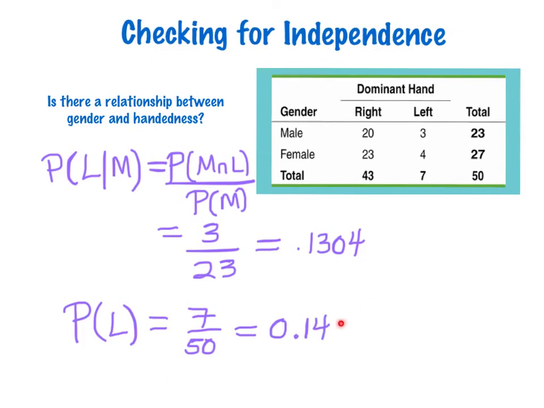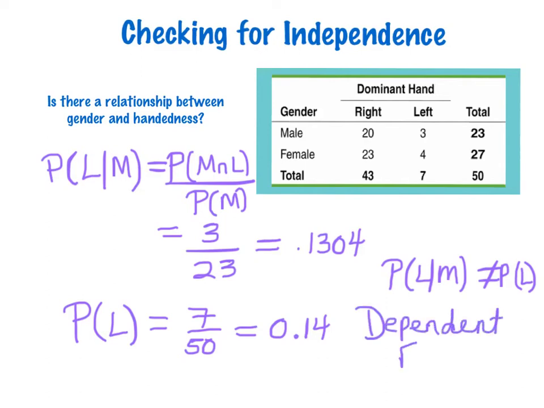And although these two probabilities are close, they are not the same. They have to be exactly the same probabilities, not rounded, not truncated, exactly the same. And so we will see here that these two are not independent. And here's why. The probability of being left-handed, knowing that I'm a male, does not equal the probability of being left-handed, which tells me that this condition has some effect on the probability of being left-handed. Therefore, these are dependent events.